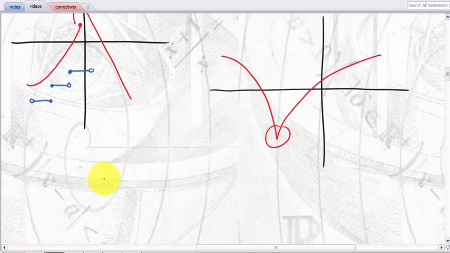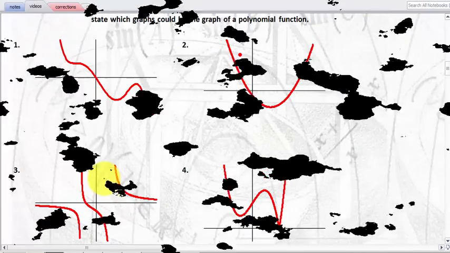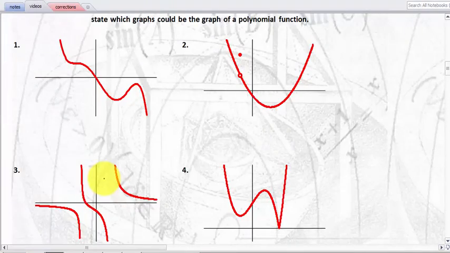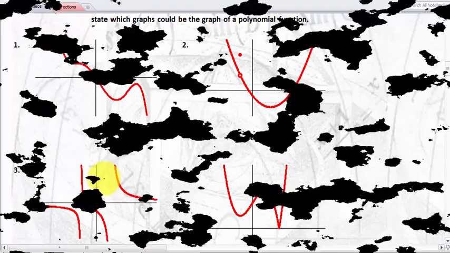Please now go over examples 1 through 4. Here are examples 1 through 4. I'm going to let you do them all on your own. You have to decide which graph is continuous or not continuous and smooth or not smooth. And you also have to decide which could be the graph of a polynomial function. Remember, a polynomial function is smooth and continuous.